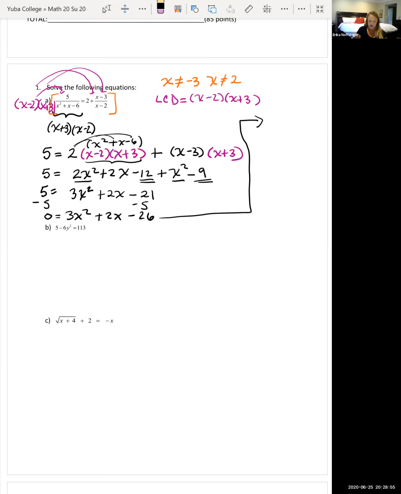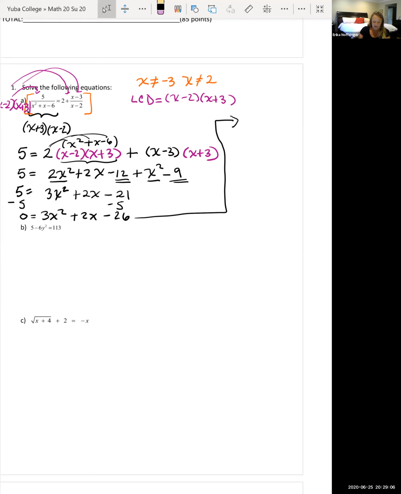Okay, so now we need to solve this. So we can either try to factor it, or we can use the quadratic formula. I don't know what I would try to do with 72. Let's just use the quadratic formula.